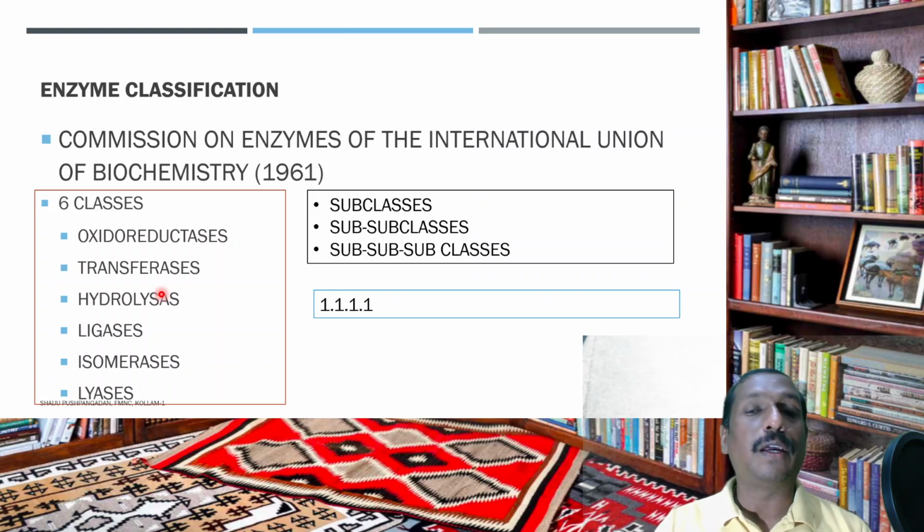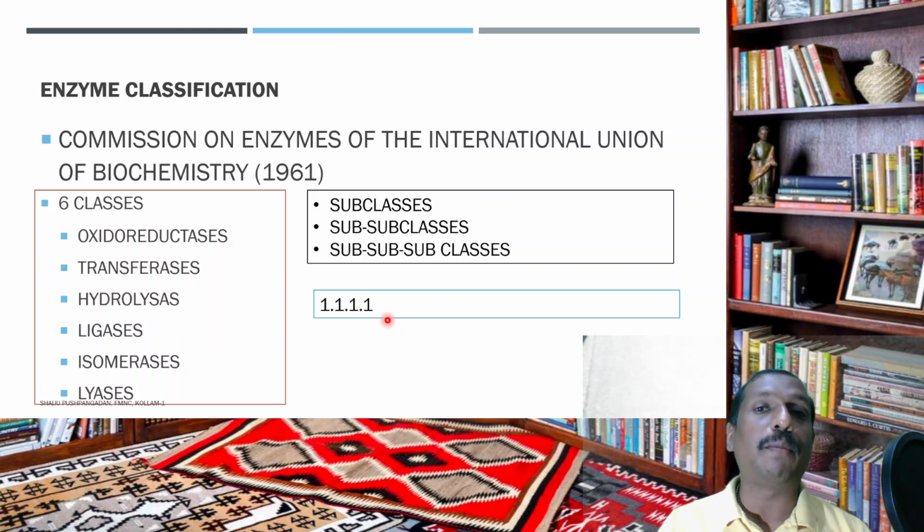Okay. There is a universal protocol to classify the enzymes, and this protocol was proposed by the Commission on Enzymes of the International Union of Biochemistry in the year 1961, and we are following this pattern for classifying the enzymes. As per the protocols of this Commission on Enzymes, an enzyme can be named just like this: 1.1.1.1.